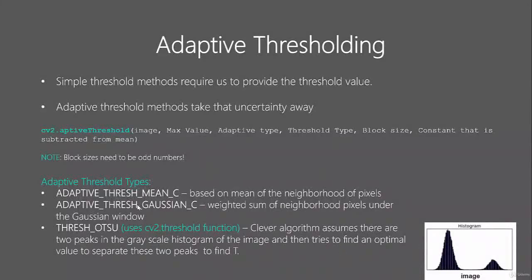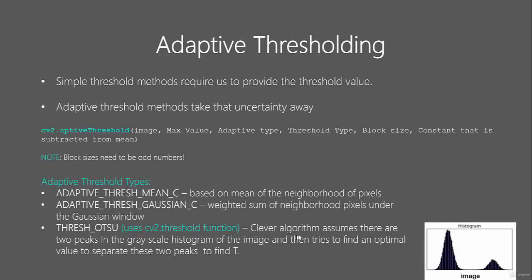I actually just misspoke when I said adaptive thresh mean C was the only adaptive threshold type we could use in this function. There's actually adaptive thresh Gaussian C, which as you may remember is the weighted sum of neighboring pixels under that Gaussian window. So let's discuss Otsu, which is actually one of the best adaptive thresholding methods.